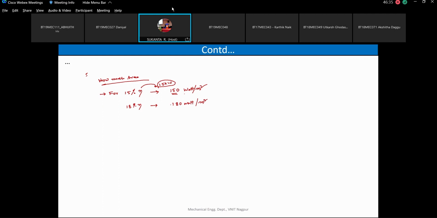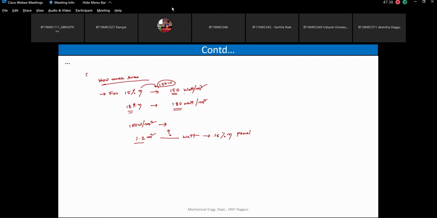Now you calculate. If you use an 18% efficiency panel, you get 180 watt from the 1 meter square area. Then for the generation of 100 watt from 1 meter square area, how much efficiency panel is required? Or if you have 1.2 meter square area, how much power can be generated if you use a 16% efficiency panel?